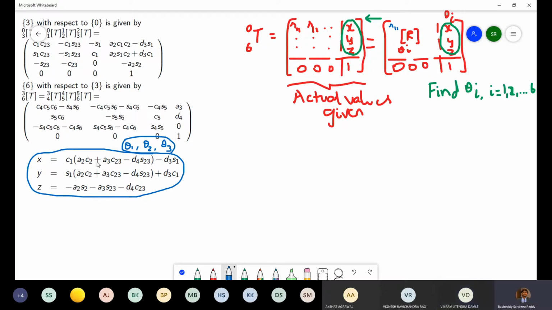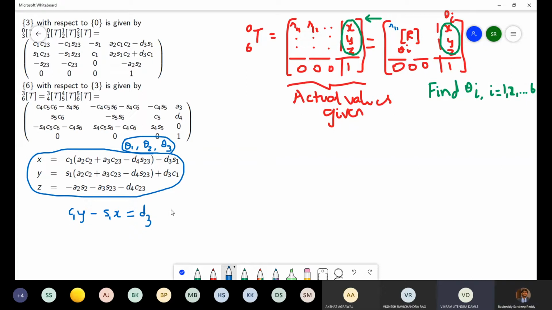Let us say that this is equation 1, 2, and 3. What should I write? c1 into y minus s1 into x, something like this, to eliminate these terms. Ideally, but that is simply giving us d3 as the answer. Yeah, that will give d3 as the answer, which we already know the value of, so that is not useful for us.